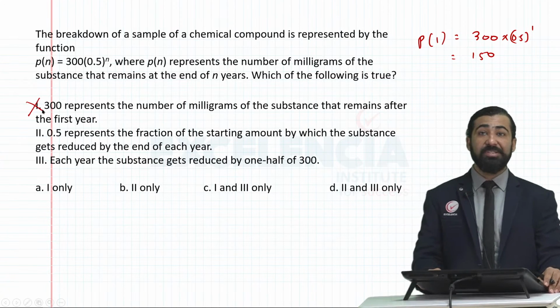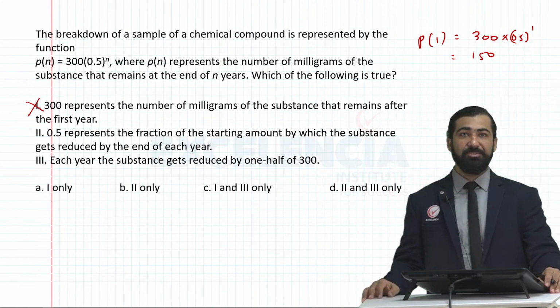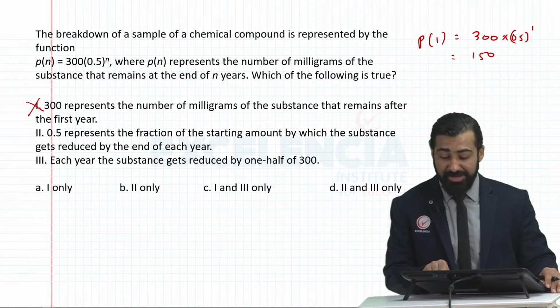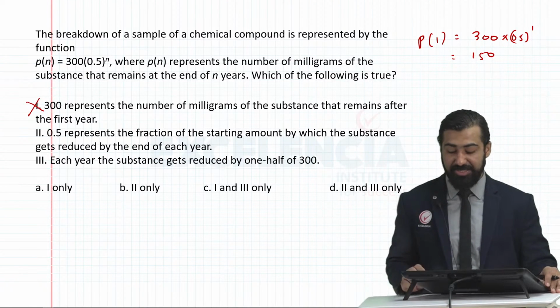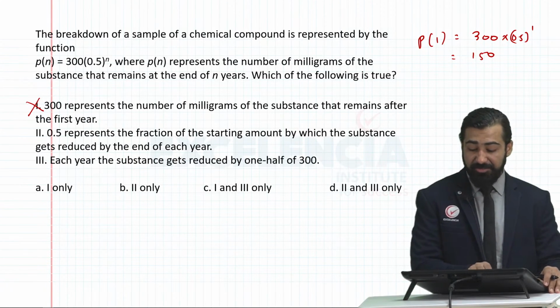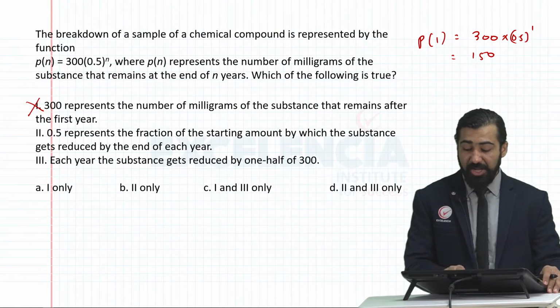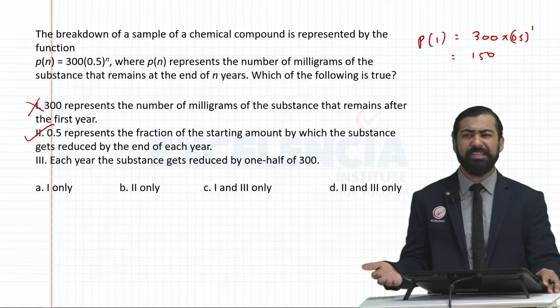Because 300 represents my starting point. When I started, how many milligrams of the substance I had, because when I put n as 0, 0.5 to the power 0 is 1, 300 into 1 gives us 300. 0.5 represents fraction of the starting amount by which the substance gets reduced by each year. Yes, 0.5 is a growth, or in this case decay factor.